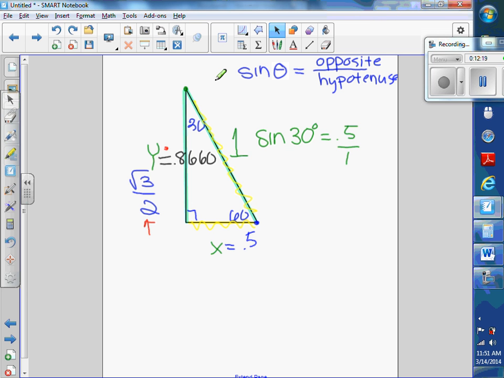Okay, so, listen guys, the reason this is useful is you can calculate any length of a right triangle if you know the angles. Okay, this is going to be a really good recording.